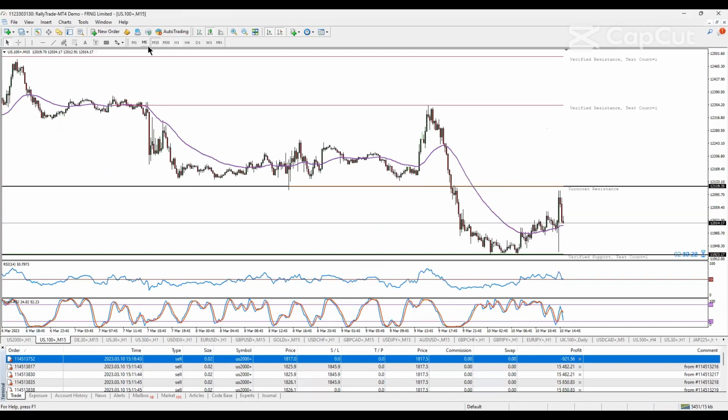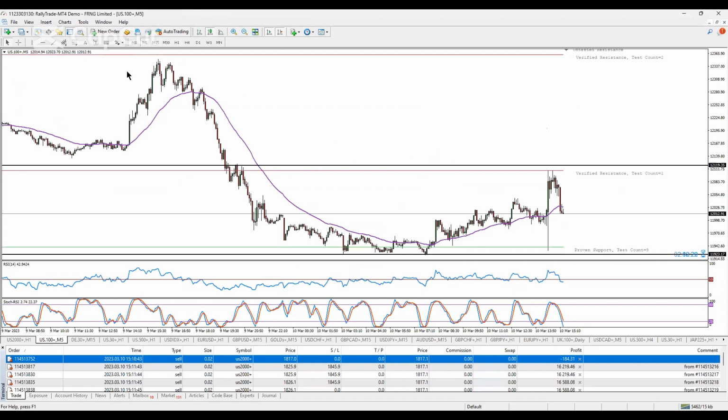Hold up. I should have said this thing from here. The best time to scalp is when price is at a resistance. Okay, let me go for it.